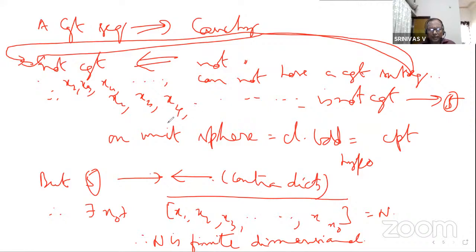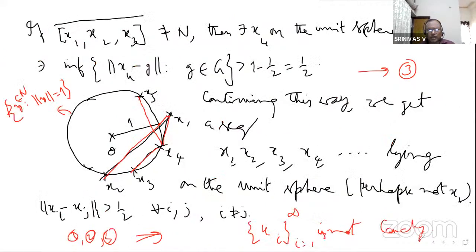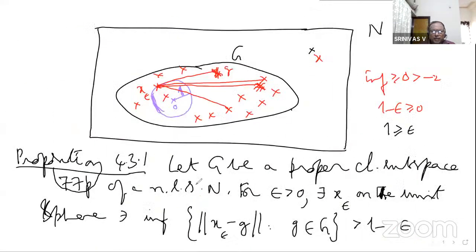Then it's correct. So this process cannot go indefinitely. It has to terminate at a finite suffix. That's how your n becomes finite dimensional. So that is the use of this proposition, right? You have to remember this proposition in the exam.